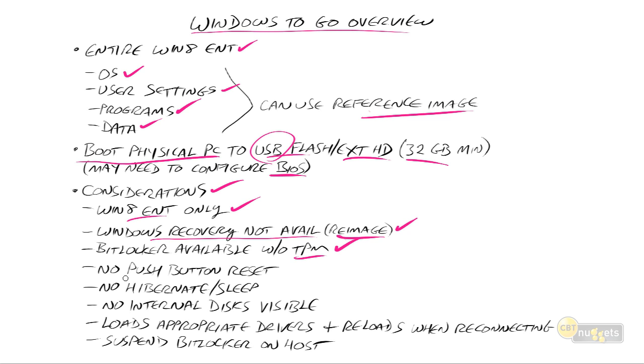There's also no push button reset. The push button reset gives you the ability to refresh your PC by reinstalling a factory image, but it will keep all of your user accounts that are there, your data, any Windows Store apps, things like that. Or you could also reset your PC, which is pretty much the same as removing all user data and reinstalling a factory image. But regardless, that's just not available for Windows to Go.